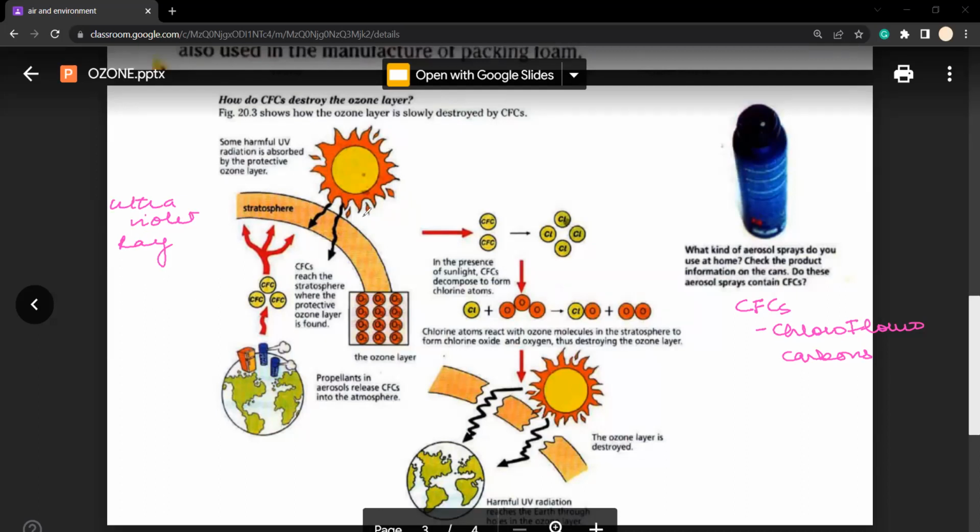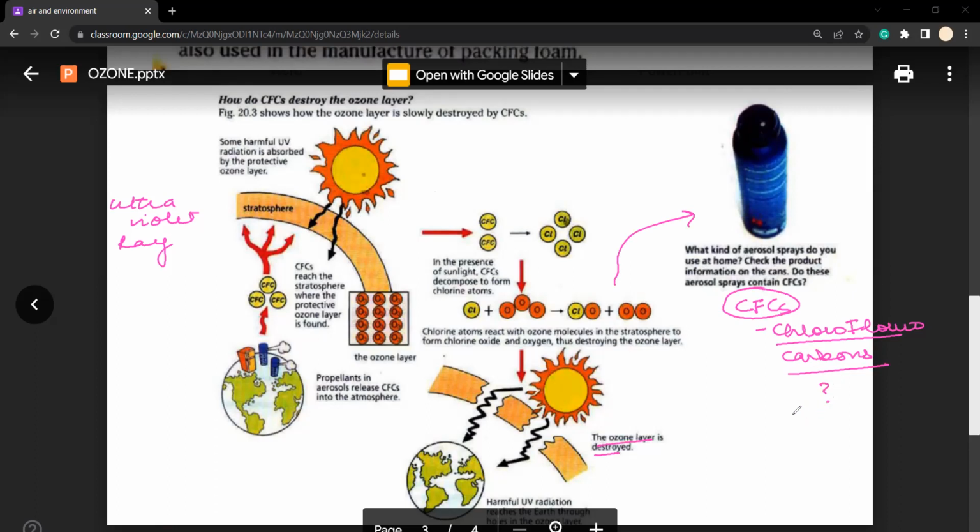But recently, the scientists have seen that there is a depletion of the ozone layer taking place. Now, at certain points, this ozone layer is being destroyed. The reason for this layer being destroyed is the presence of CFC in the atmosphere. Now, what are these CFCs? These are basically chlorofluorocarbons, right? Now, where are the chlorofluorocarbons coming from?